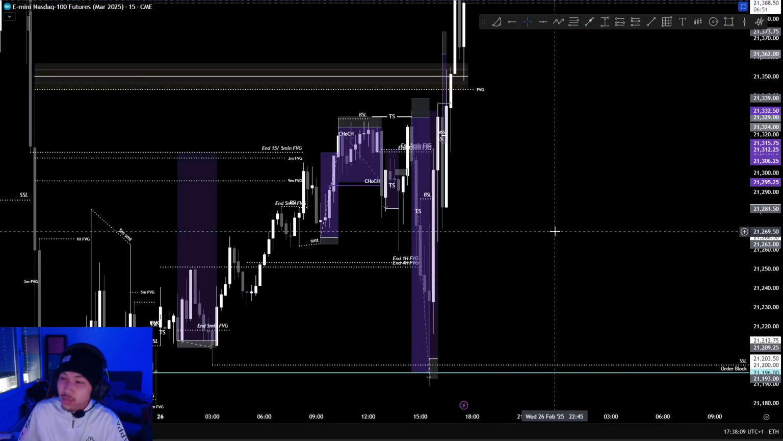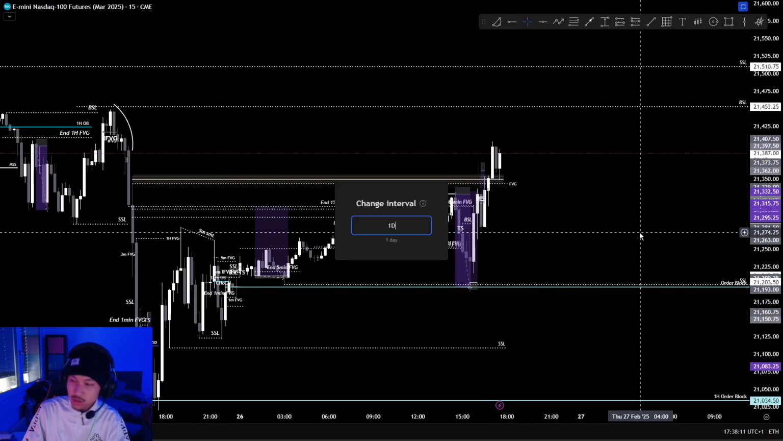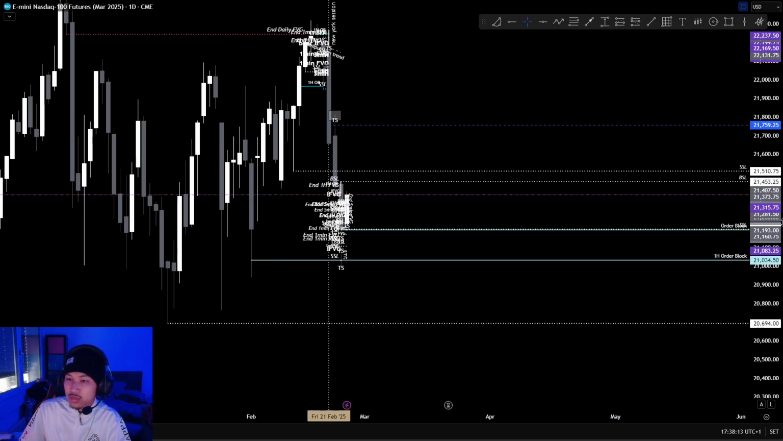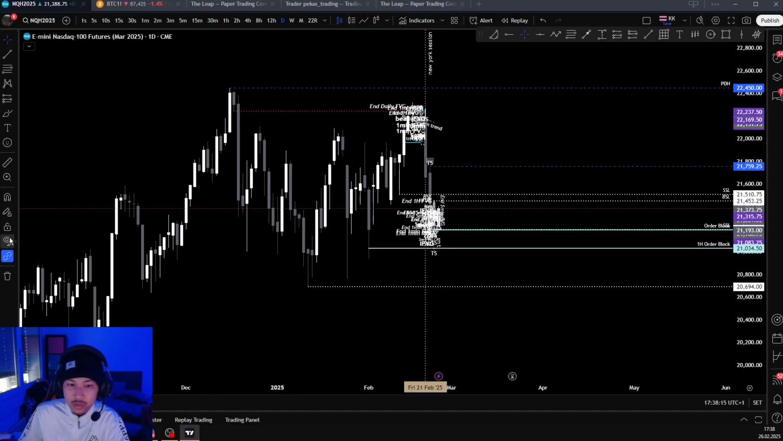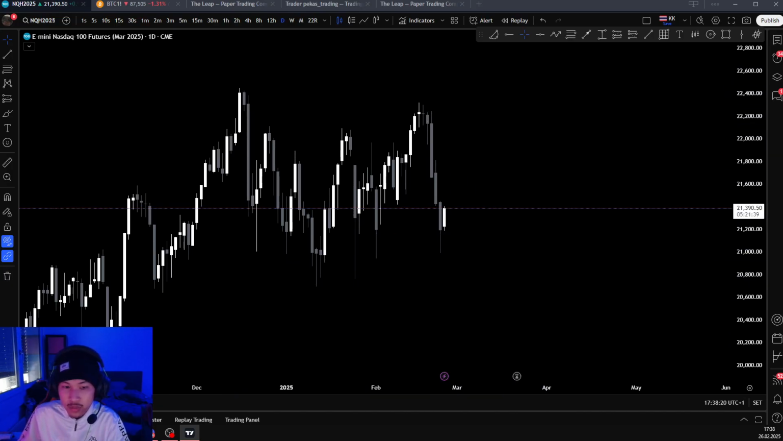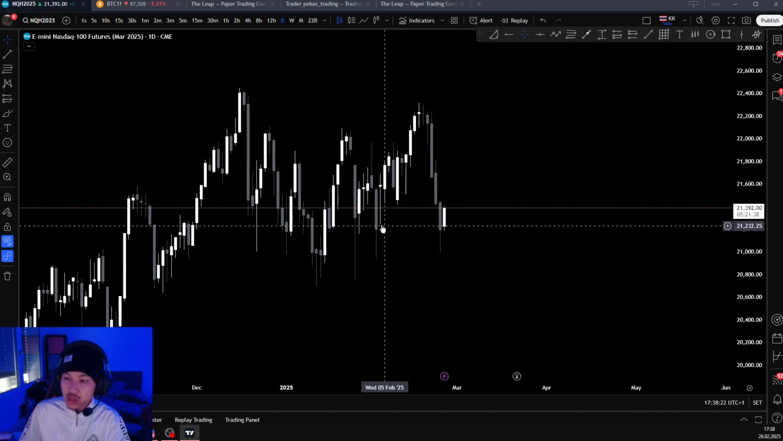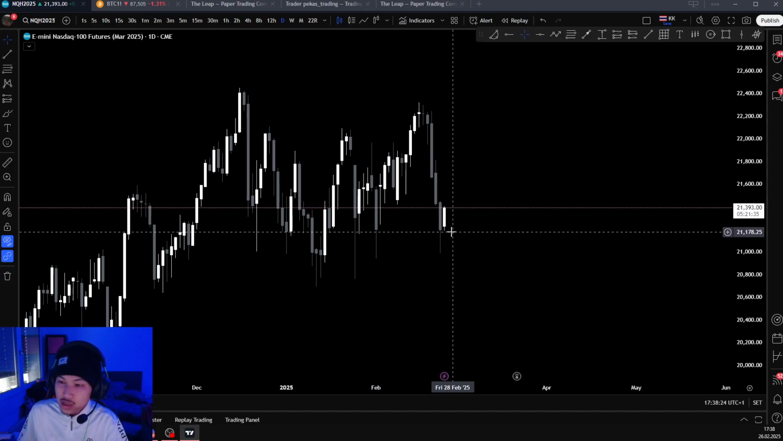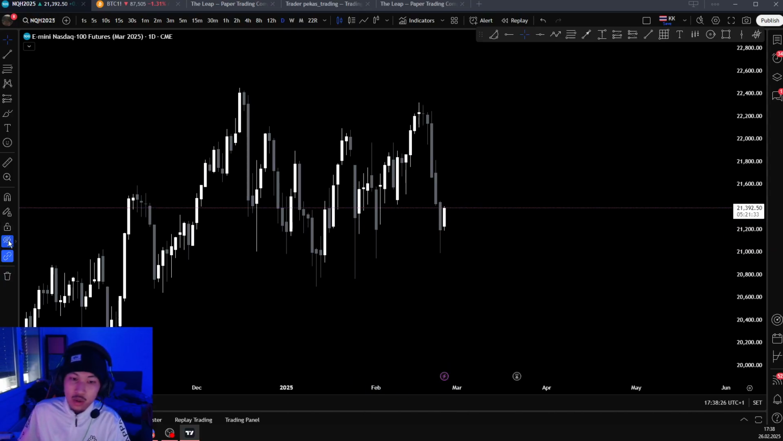Let's go to my chart here. I started off with the daily at first. We saw that huge drop. That was kind of a manipulation drop to get some sell side liquidity. We took out this sell side liquidity from a previous day low.